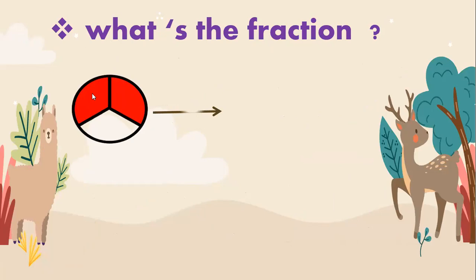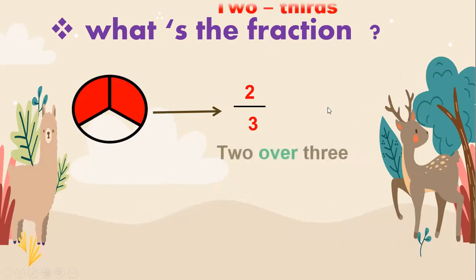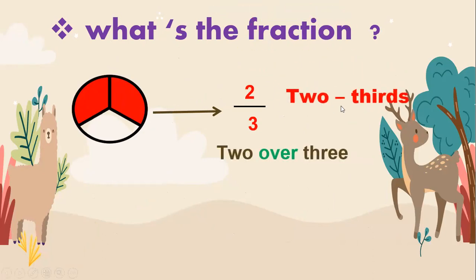How many colored parts here? You can type in the chat. How many colored parts here? 2, bravo. 2 out of how many parts? 2 out of 3, bravo, excellent. So it's 2 out of 3, or it can be 2/3. 2/3, okay?